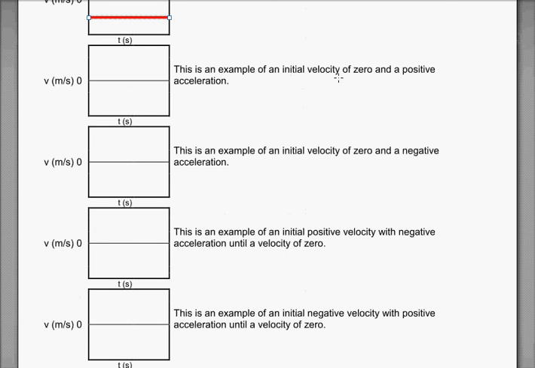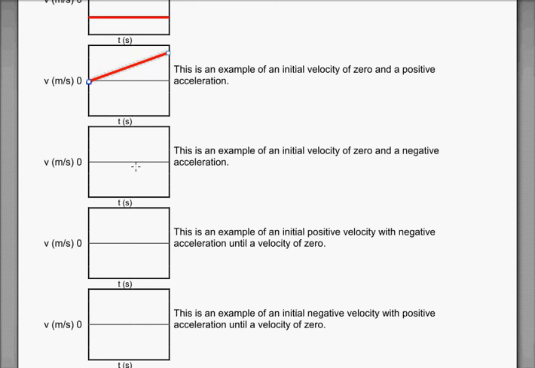This is an example of an initial velocity of 0. Now, once again, here's your velocity of 0. Right here, that's a velocity of 0. This is an initial velocity of 0 right here. And you're going to have a positive acceleration. So that's going to make it get more and more positive. So you're going to end up something like this.